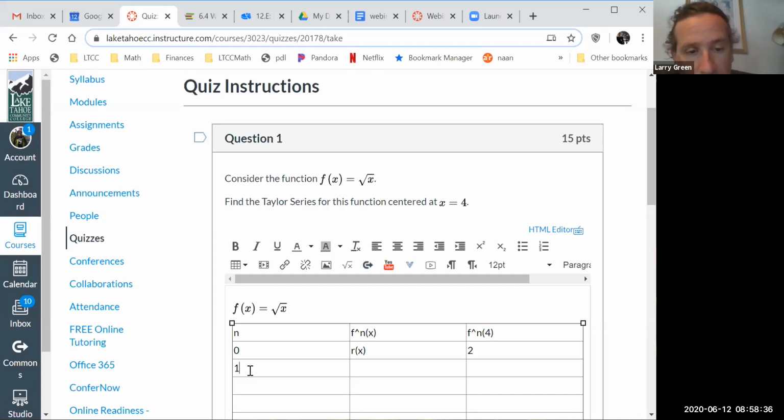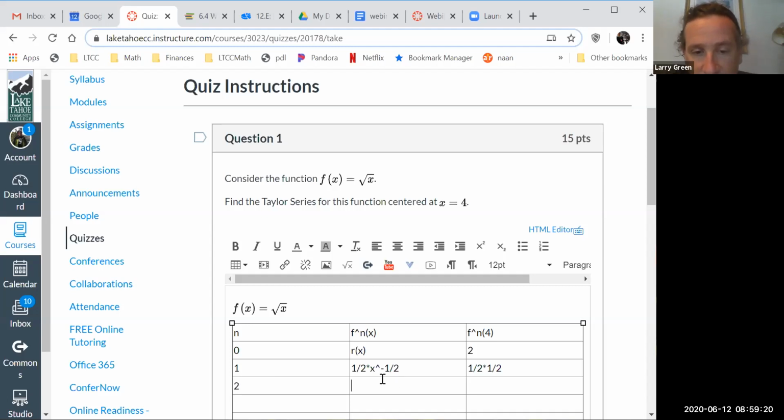Okay, if n equals 1. Well, now we want to think about root x as x to the 1/2. You get 1 over 2 times x to the negative 1/2. And now if I plug in 4, what do I get? Okay, so I get 1 over 4, but I'm going to write it as 1 over 2 times 1 over 2. Remember, if you do the arithmetic, it might be a little harder to see the pattern. Whereas if you leave the arithmetic alone, then patterns will show a little better.